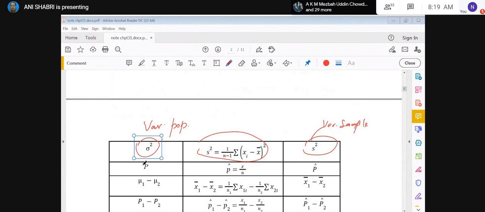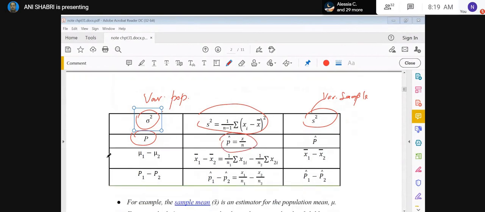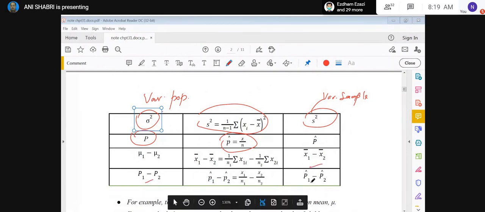Okay, same about the proportion. I think you know about proportion. I already taught about, for example, the proportion of defects. And this one we can test based on the sample. Okay, for the difference, the formula is mean 1 minus mean 2, and this one P1 minus P2.